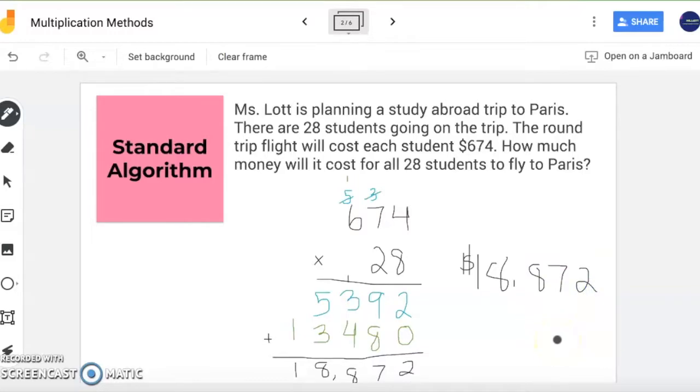Now, yes, that is a lot of money. Flying to another country is not that cheap. It does cost a lot of money, especially taking a large group of people.